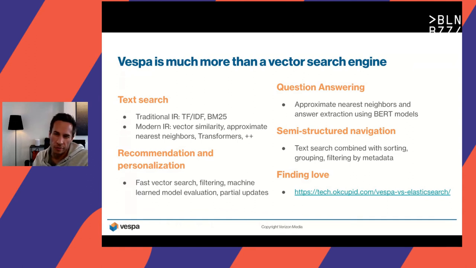So some other use cases here: text search using both classic information retrieval techniques such as BM25 and more modern approaches such as vector similarity and transformers such as BERT, etc. Recommendation and personalization using, again, vector search and machine learned models, true partial updates, and so on. Another example which we have a pretty good sample app for is question answering, which uses ANNs to select passages with answers to questions and uses BERT models to extract the exact answer to the question. And we have many more examples. But even finding love. OkCupid, the inspiration for the online dating example, has a great blog post on why they chose Vespa over Elasticsearch.